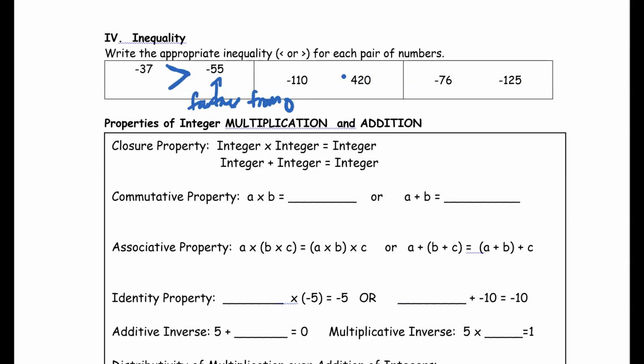Okay, just like over here, 420 is going to be bigger because that's closer to 0. Negative 125 is farther from 0 than negative 176, so negative 176 is going to be greater than that.